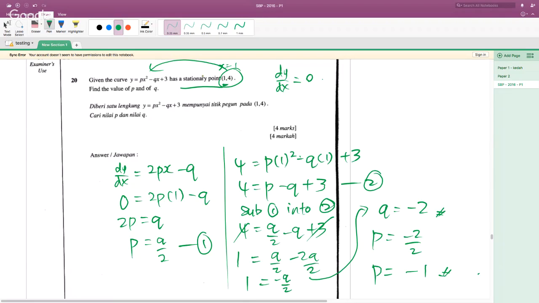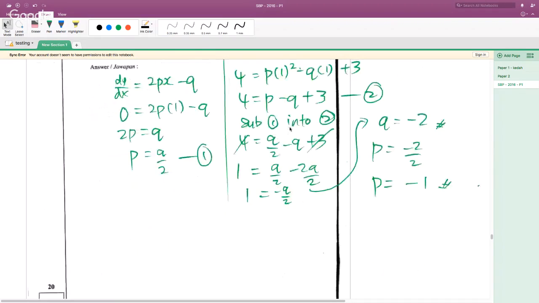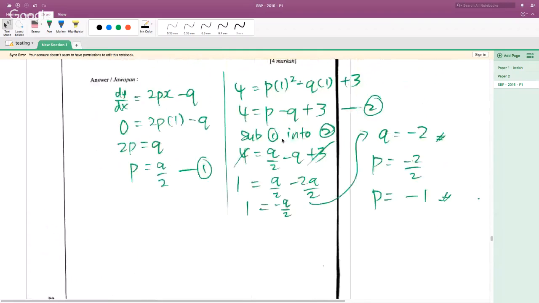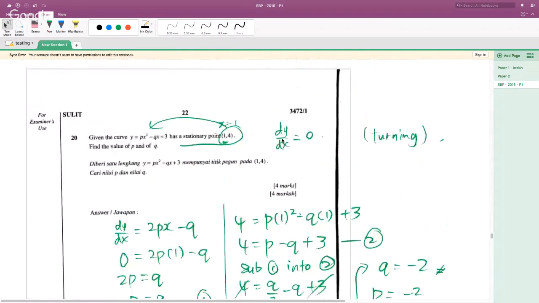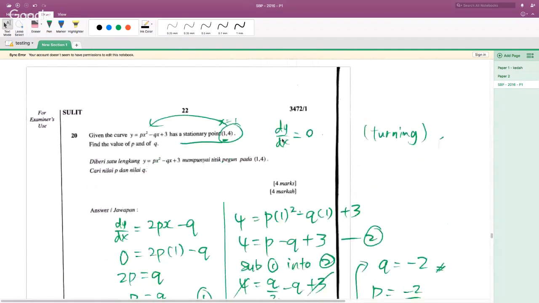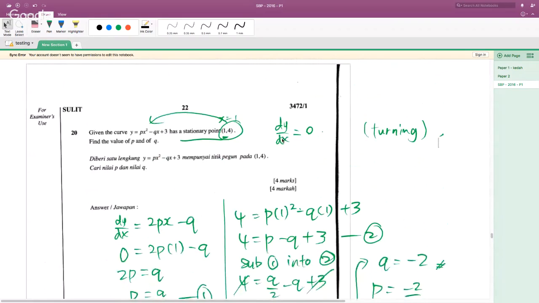Just understand that whenever you see stationary or sometimes turning point, it means dy/dx equals 0. So this is something you have to pay attention to. If okay, then we're going to move on. How do we know when we need to use dy/dx? Whenever you see a curve, you use dy/dx. And for whatever curve, if they ask you to find the gradient function, meaning the gradient of the curve, you have to do dy/dx.